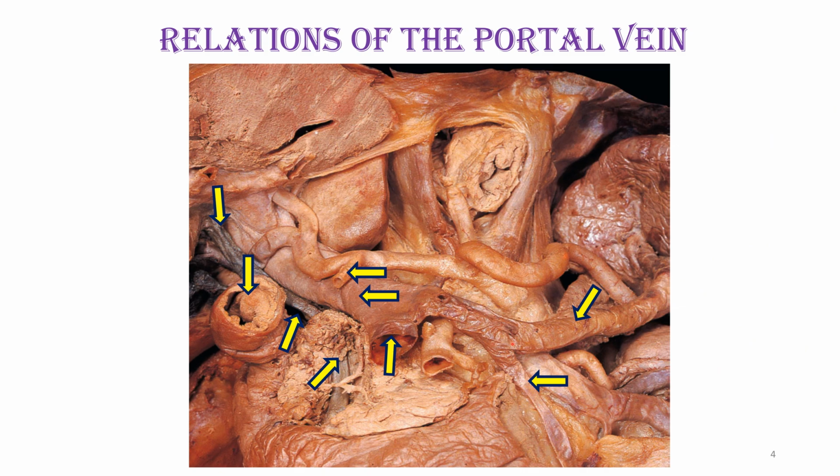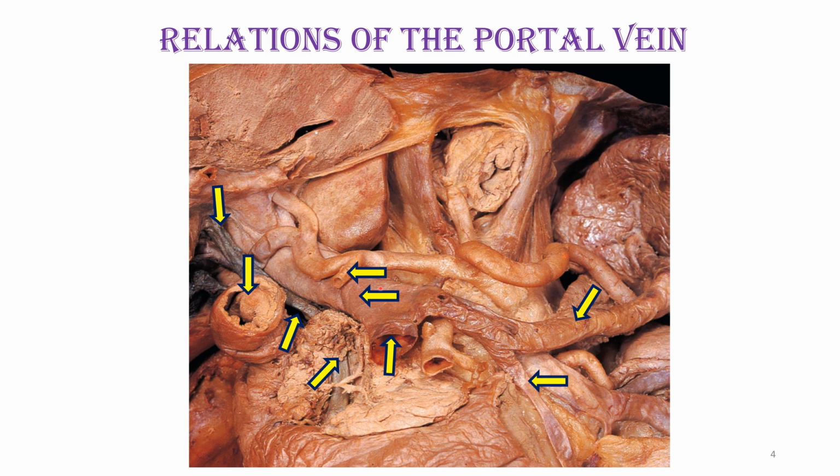That is a cadaveric specimen showing the splenic vein joining the superior mesenteric vein to form the portal vein, the trunk of the portal vein here. That is the splenic vein coming from the spleen. That is the splenic artery.